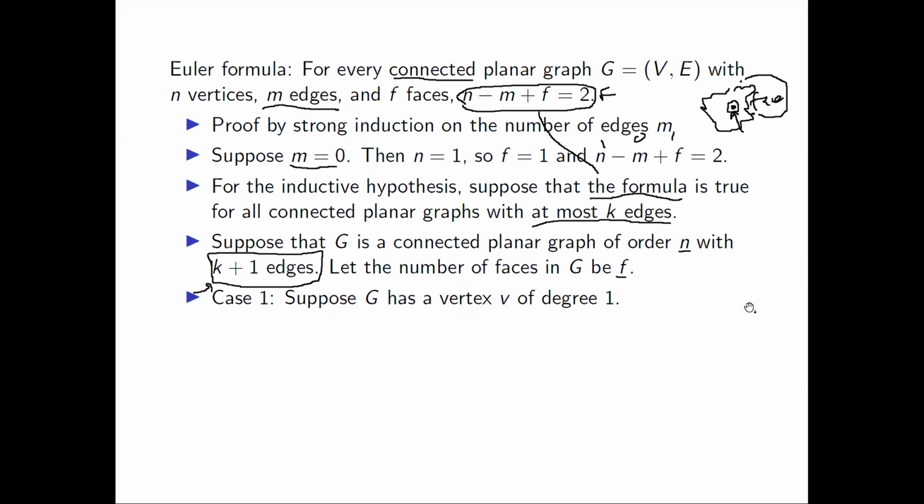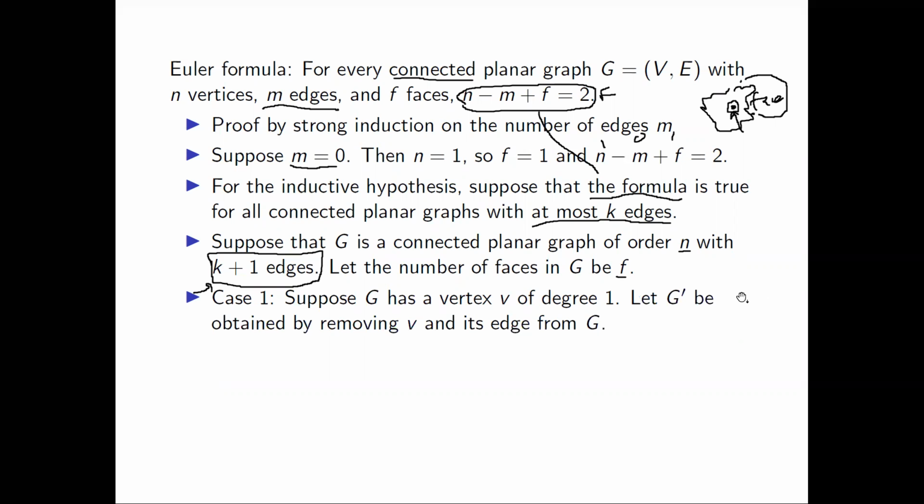So we're going to split the proof into cases. There will only be 2 cases. Our first case will be when G has a vertex of degree 1. And our second case will be the opposite of that, when all of the vertices of G have degree not equal to 1.